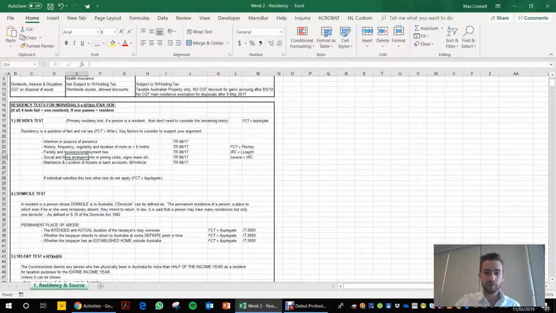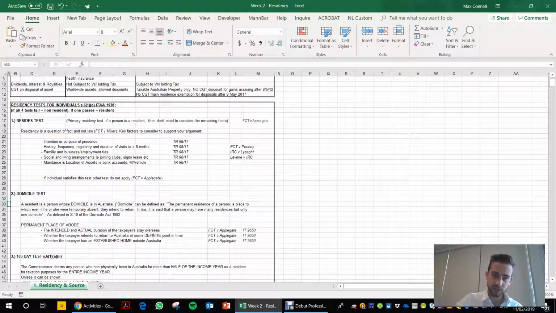Now, per FCT versus Applegate, there's another small rule here that this resides test is the most important test out of any of them. So basically, if the person passes this test, they're a resident. You don't even need to consider the other tests. This is the most important one by far. If you're not quite sure about this one, or maybe they've failed this test, you can start moving on to these other tests.